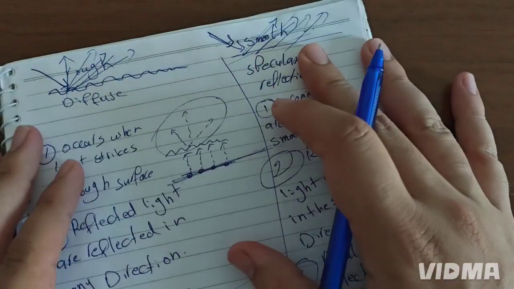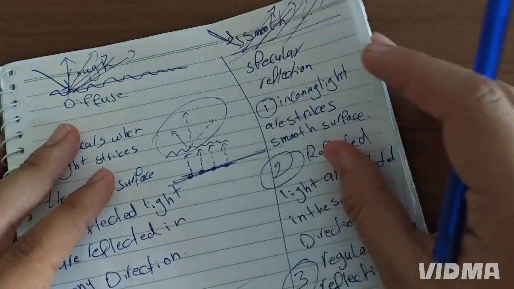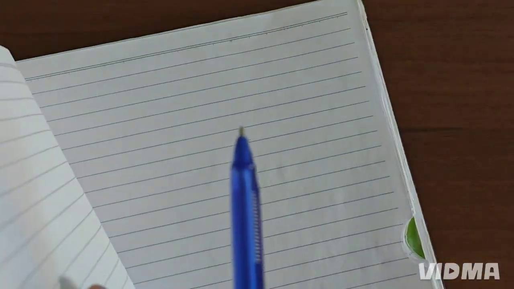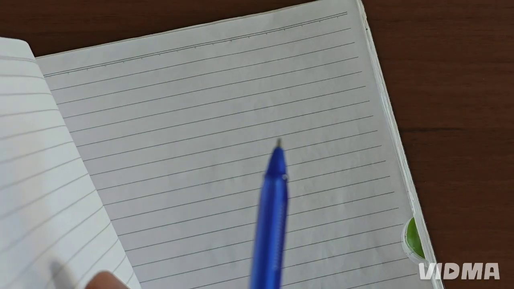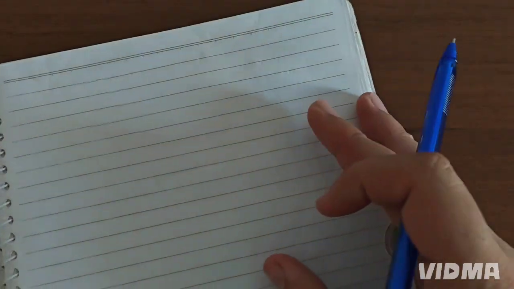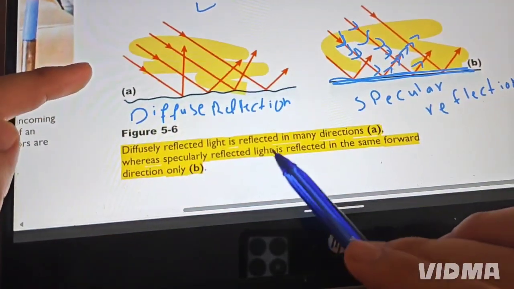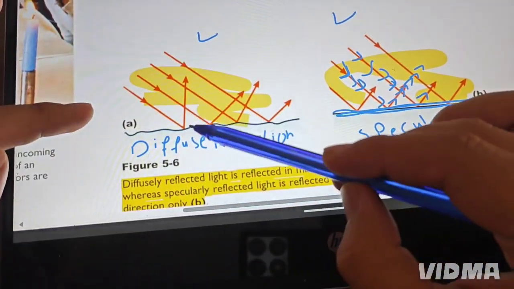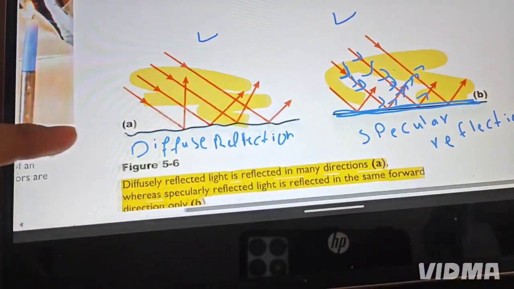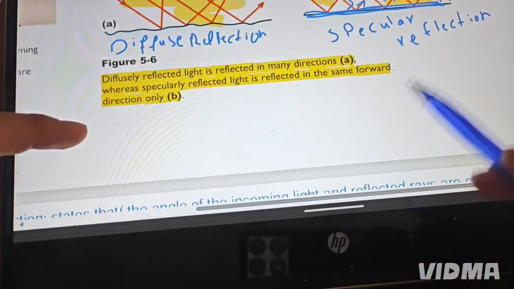This is in general the difference between diffuse and specular reflection. It's important. That's why I wrote all of them for you. You can take screenshots, because it's important to know. Good, we have finished distinguishing between them. So this is diffuse reflection: the light reflects in many directions, not regular, but that one is regular. And that's it.